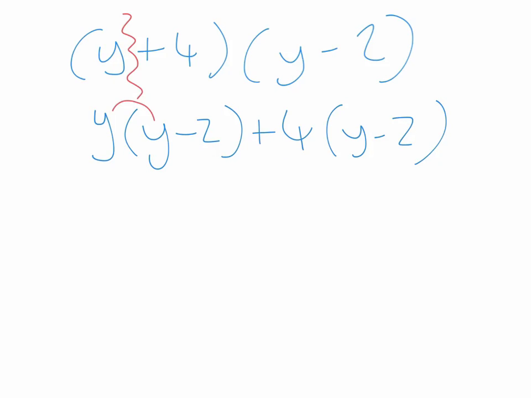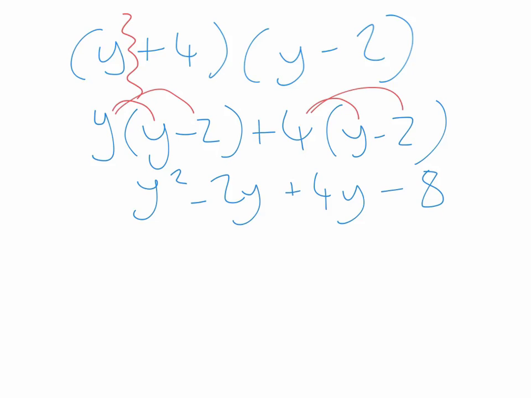So y multiplied by y is y squared. Y multiplied by minus 2 is minus 2y. A number times a letter, we stick them together. 4 multiplied by y is plus 4y. And then 4 multiplied by minus 2 is minus 8. Now we have to have a look and see where can we simplify, what can we put together. We have a y squared here, and there's no other y squared with our other terms, so we just write down y squared.